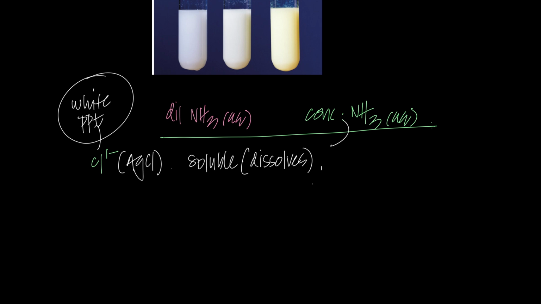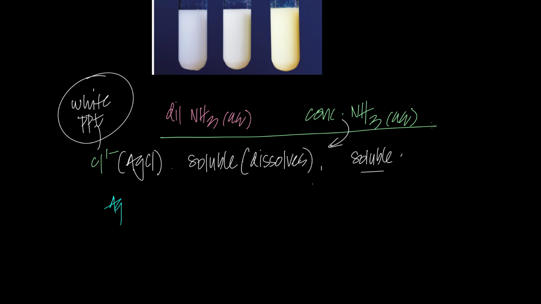So what would happen in concentrated aqueous ammonia? Well, in concentrated aqueous ammonia, it's obviously soluble, right? So in both cases, dilute ammonia or conc ammonia, silver chloride is soluble. It dissolves. Silver chloride, which is a white precipitate, is going to dissolve.